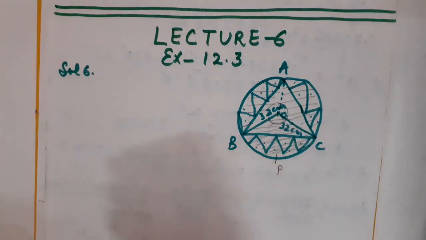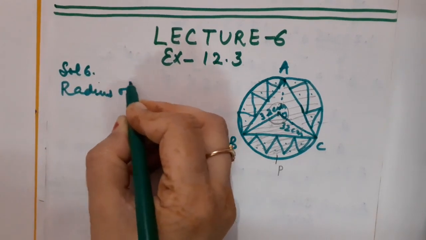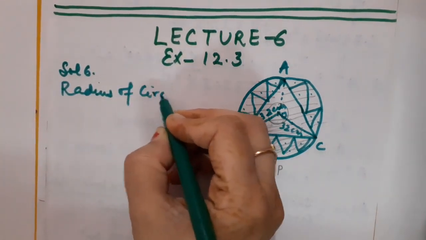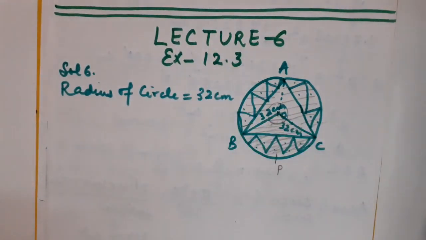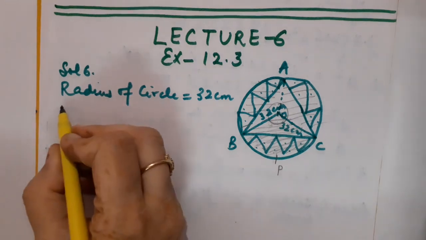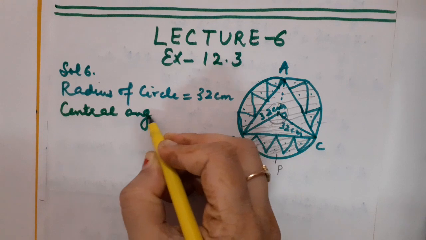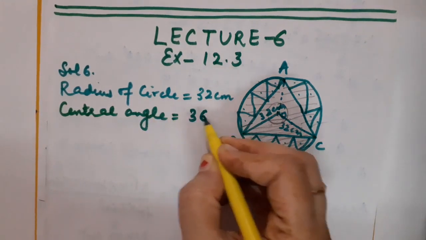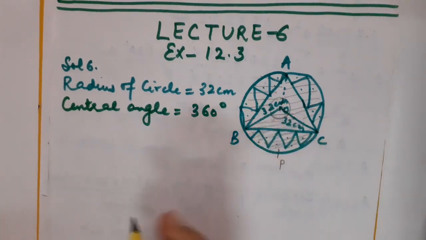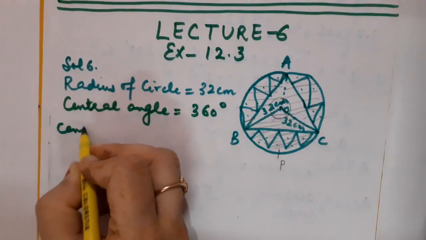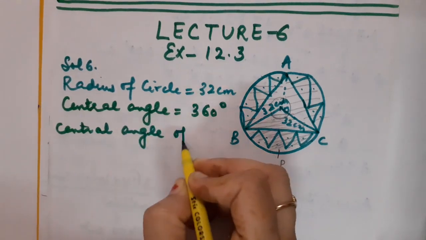So now let us start it. The radius of the circle is given to us. Radius of circle is 32 centimeter. Center angle. Central angle is nothing but the complete angle, that is of 360 degree. When it is divided in three parts, so can I write that central angle of each sector?